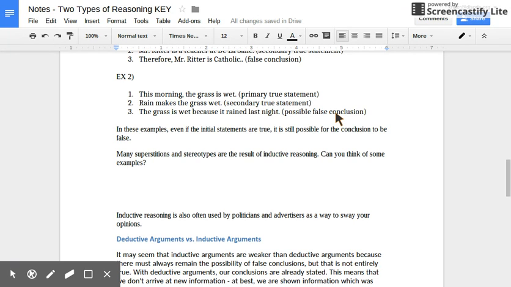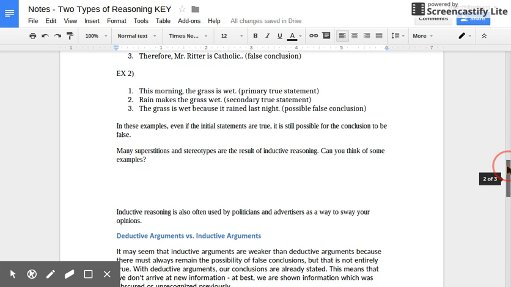We could investigate and do more deductive reasoning. I could find a weather report and I could add that to my proof, and then my conclusion might be a little bit more logical or more valid.